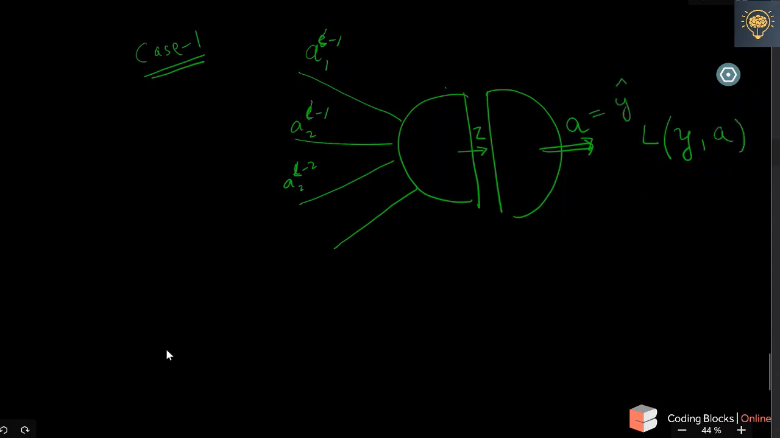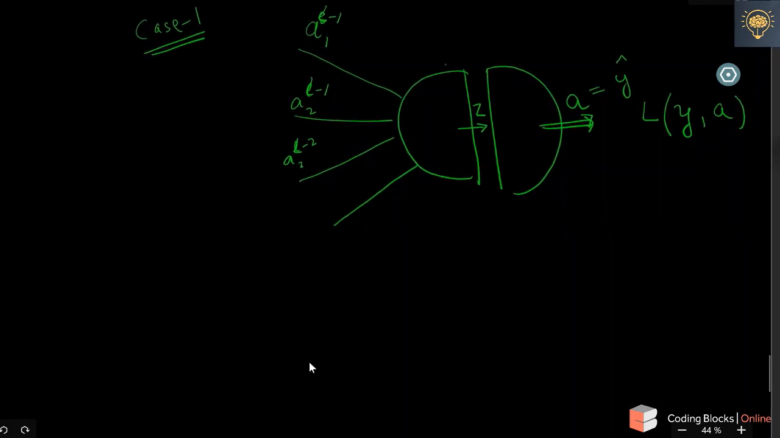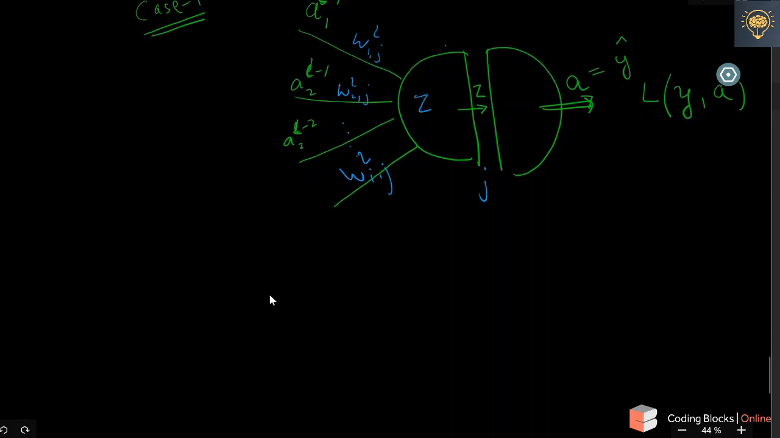So Y hat is nothing but activation, right? Okay, so let us see, you have only one neuron. So your Z, and here are some weights W^L_{1,j}, let's say this is your jth unit, W^L_{2,j}, and similarly W^L_{i,j}. So you can say Z_j is going to be the summation over all i, W_{ij}, where i iterates over all the neurons in the last layer L.